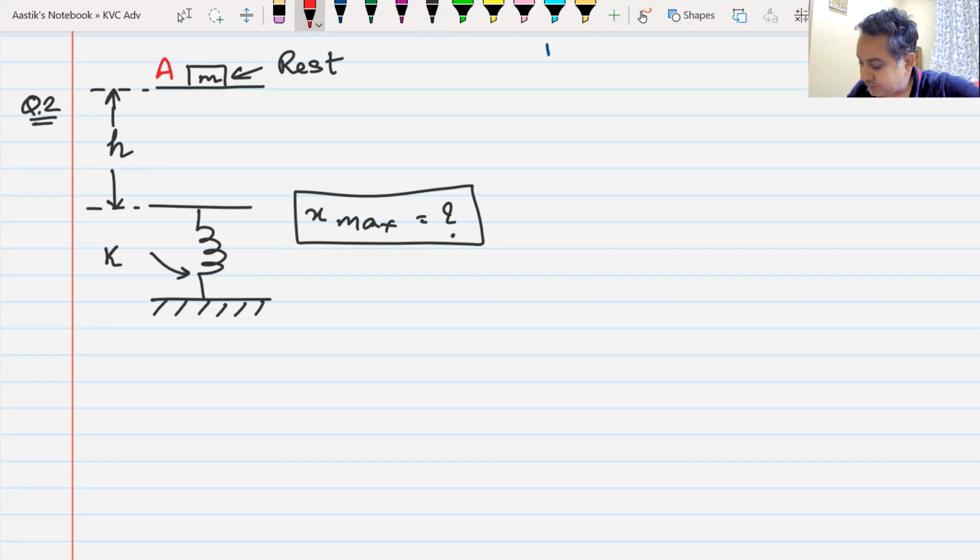This is point A and this is point B. And this distance, the maximum compression, is X.